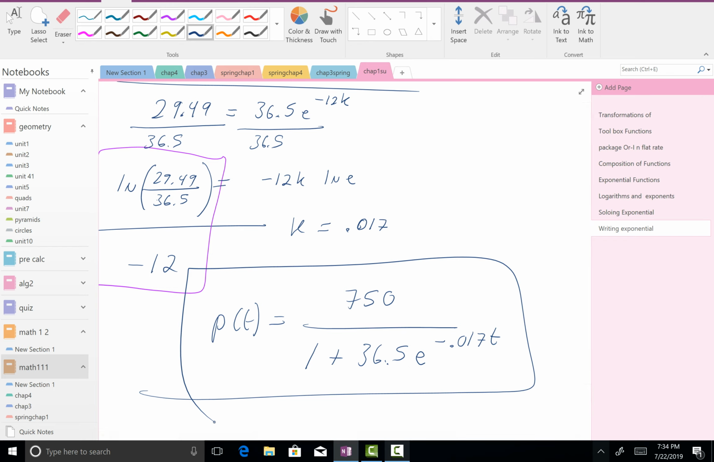Okay, there's our, and there it is. Okay, you can see it flattens out right at 750, and bingo. So there's our logistics. Okay?